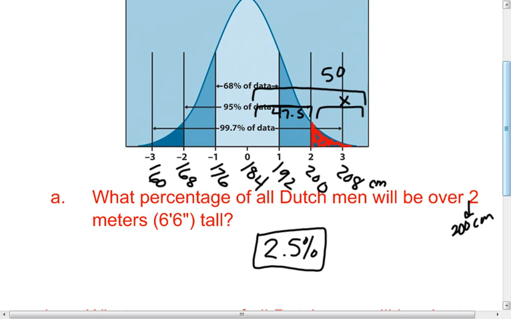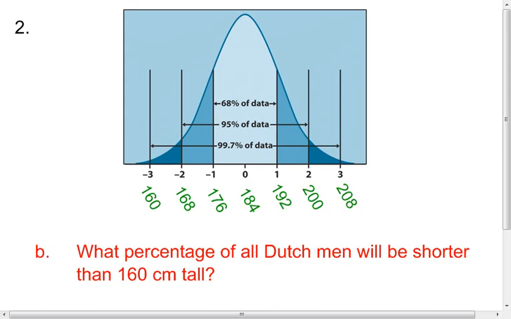Okay. Same problem, I just labeled the normal model here so that we don't have to relabel it. Now I'm asking you what percentage of all Dutchmen will be shorter than 160 centimeters tall. Shorter than 160. It's not going to be very many men, that's for sure, but shorter than 160 is going to be just this little tail down here. And so you can see that it's going to be a super small percentage.